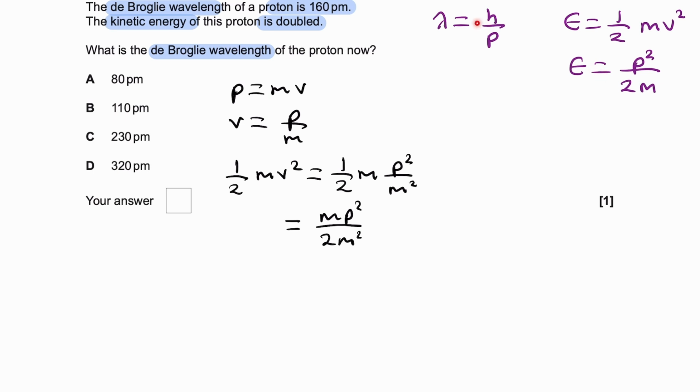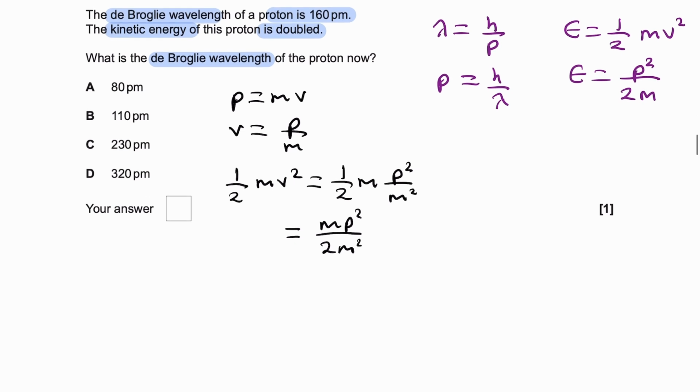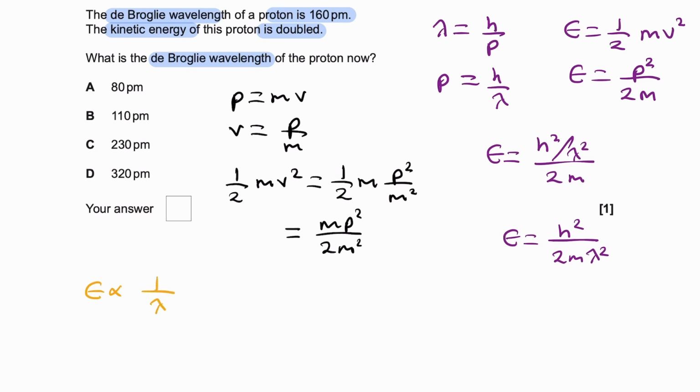So we have these two equations. We can then rearrange the de Broglie wavelength equation for momentum and then sub that into the kinetic energy equation. So kinetic energy then becomes h squared over lambda squared, all over 2m, which is the same thing as h squared over 2m lambda squared. So we can see from that the kinetic energy is proportional to 1 over lambda squared. h squared, 2 and m, they're all constants. E is proportional to 1 over lambda squared.